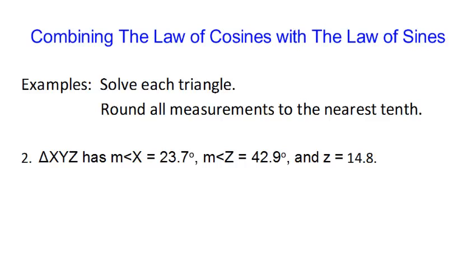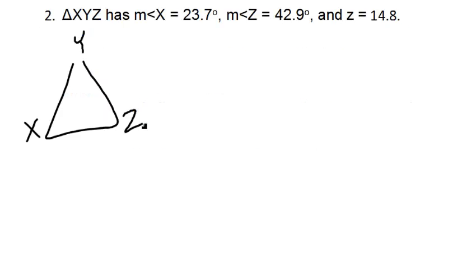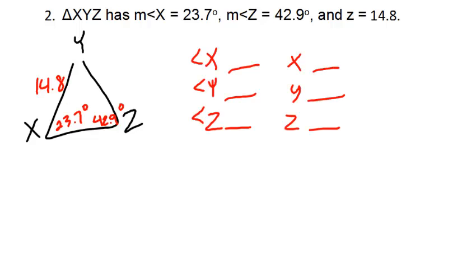Again, I'm going to draw out the information that I'm given. I'm going to draw it up here so I get a little more workspace. So angle X is 23.7 degrees. Measure of Z is 42.9 degrees. And side Z is 14.8 units. And they give us some of this. They tell us angle X is 23.7. They tell us angle Z is 42.9. And side Z is 14.8.